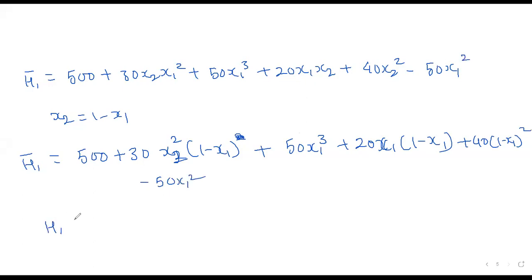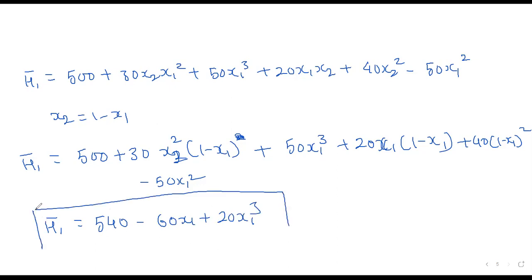So h1 bar is equal to, finally, once I put it down and remove the terms, we have 540 minus 60 x1 plus 20 x1. Okay, so this is our final answer. In the same way you have to find out h2 bar. You can do it at your home.